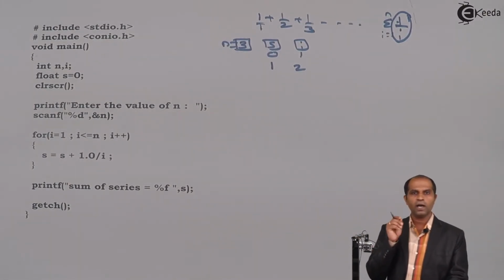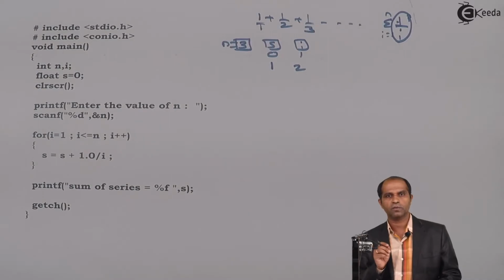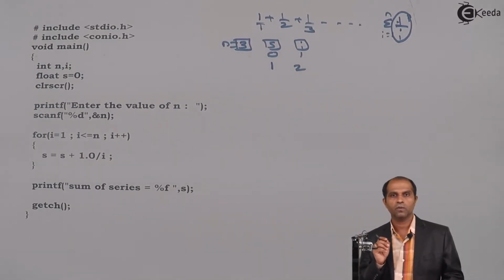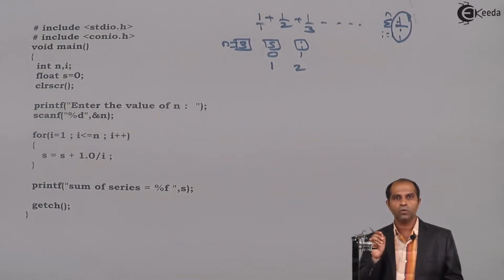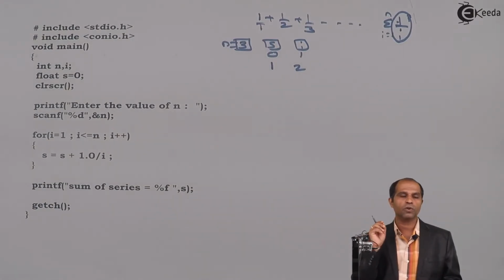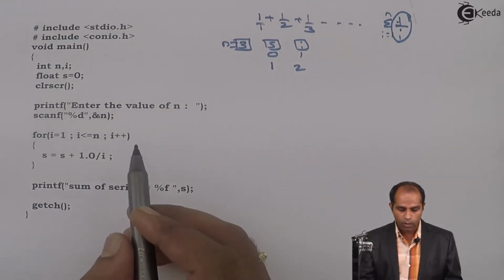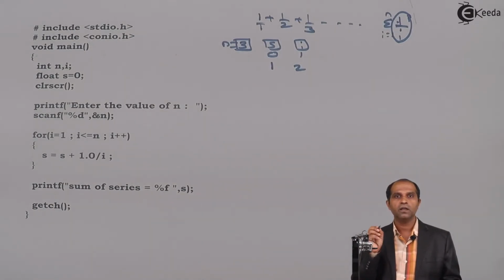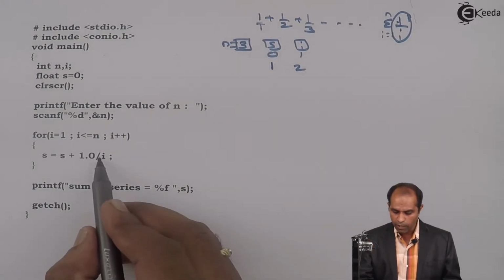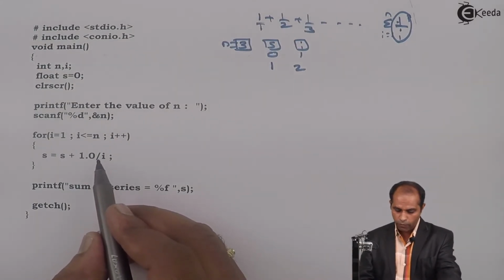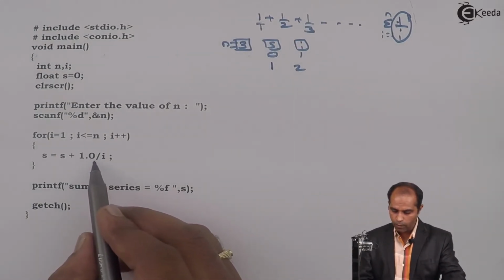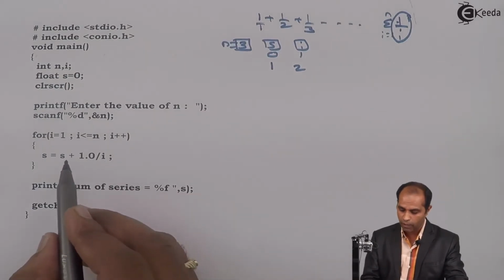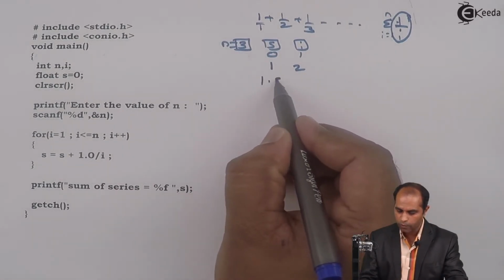Now you will understand why I have placed a 0.0 value at this place. 1.0 by 2. Why? 1.0 by 2 indicates the result as 0.5. If this had been 1 by 2, in that case 1 by 2 would have been evaluated as 0 rather than 0.5. So here 1.0 by 2 is 0.5. So 1 plus 0.5 is 1.5.